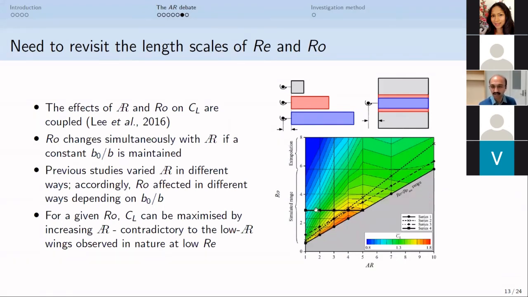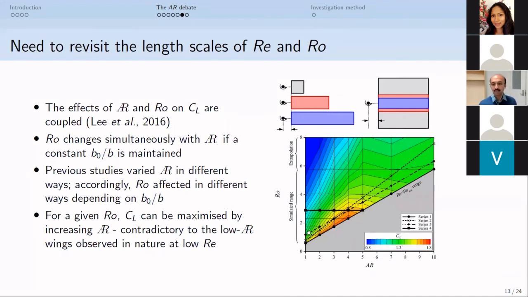So they actually performed many numerical tests changing both aspect ratio and Rossby number, and they obtained this contour map of lift coefficient on the plane of these two parameters. And then you can see how your lift coefficient might vary depending on how you vary both of them together.